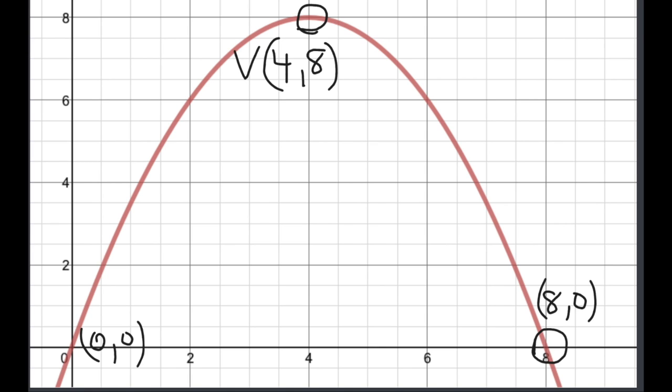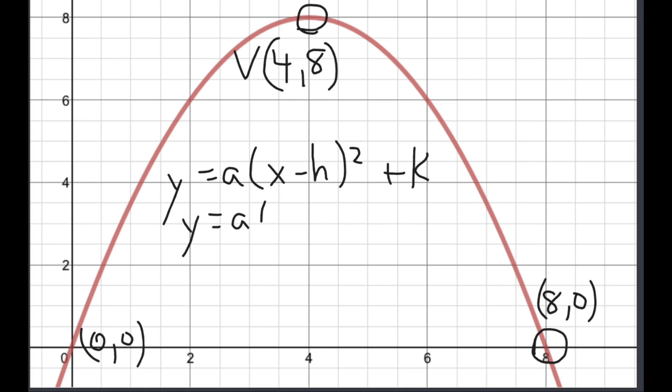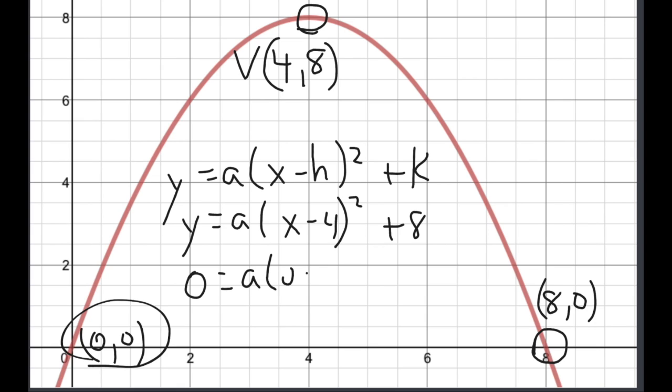Well, anytime I'm given the vertex, I probably want to use the vertex form of the quadratic, which looks like this. So let's plug in h, which is 4, has a negative sign supplied by the formula, plus 8. So we need to determine what a is. I need another point to do that besides the vertex. So I'm just going to go down here and pick (0, 0). So y is 0, x is 0.